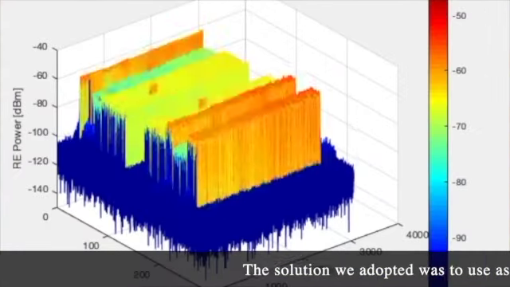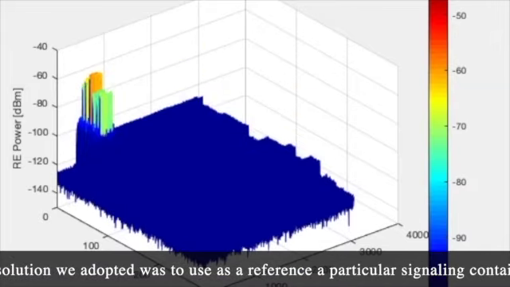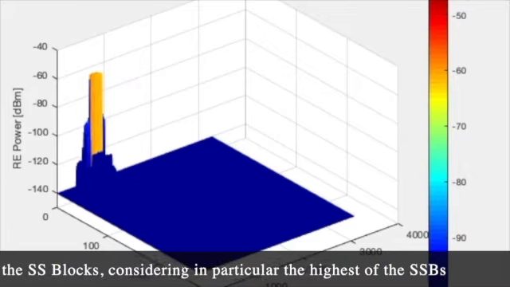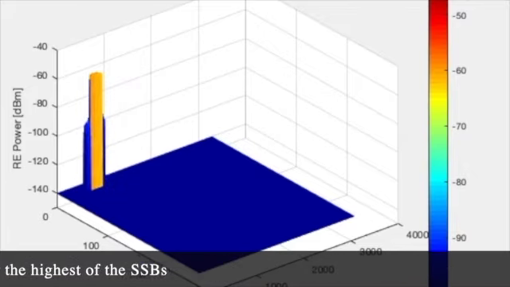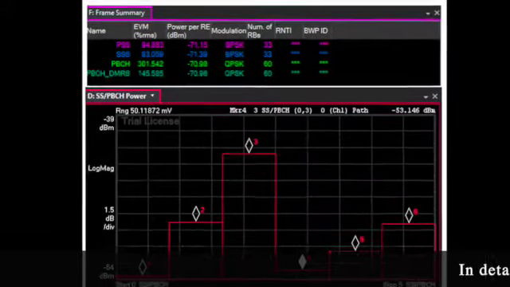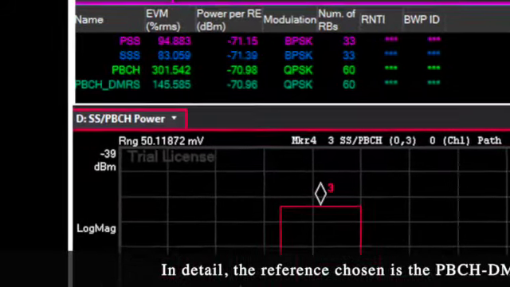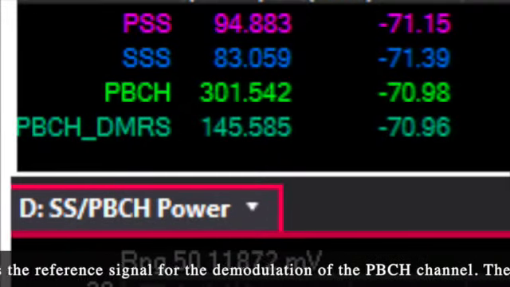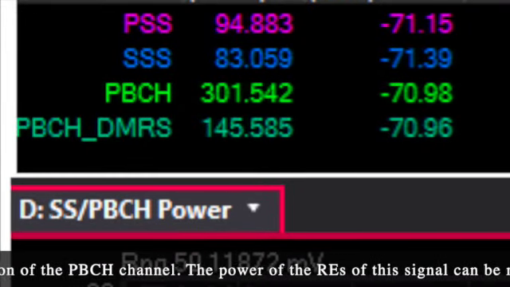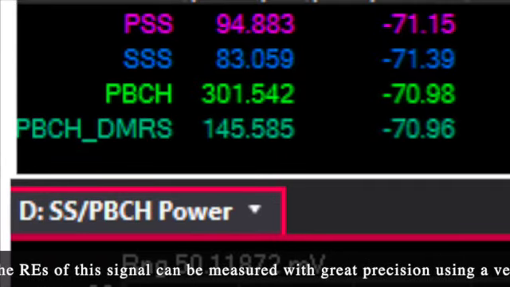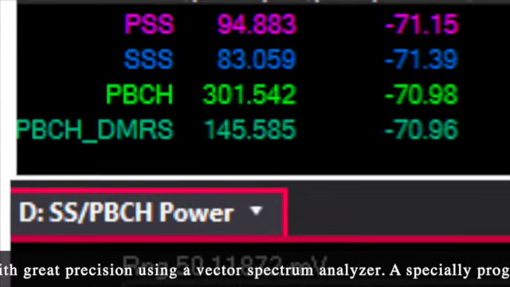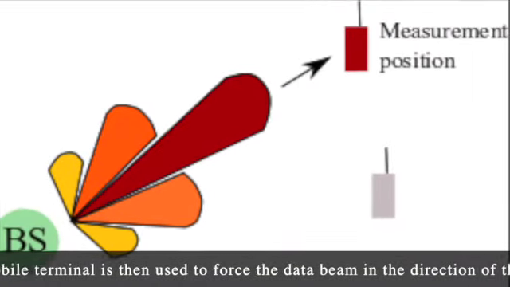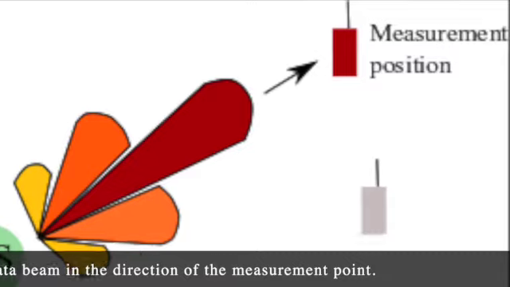The solution we adopted was to use as a reference a particular signaling contained in the SS blocks, considering in particular the highest of the SSBs. In detail, the reference chosen is the PBCH DMRS, that is the reference signal for the demodulation of the PBCH channel. The power of the resource elements of this signal can be measured with great precision using a vector spectrum analyzer. A specially programmed mobile terminal is then used to force the data beam in the direction of the measurement point.